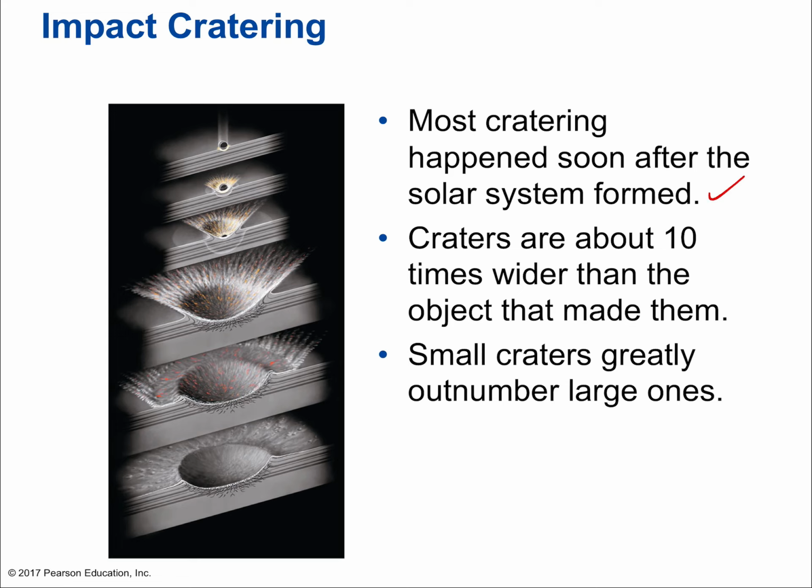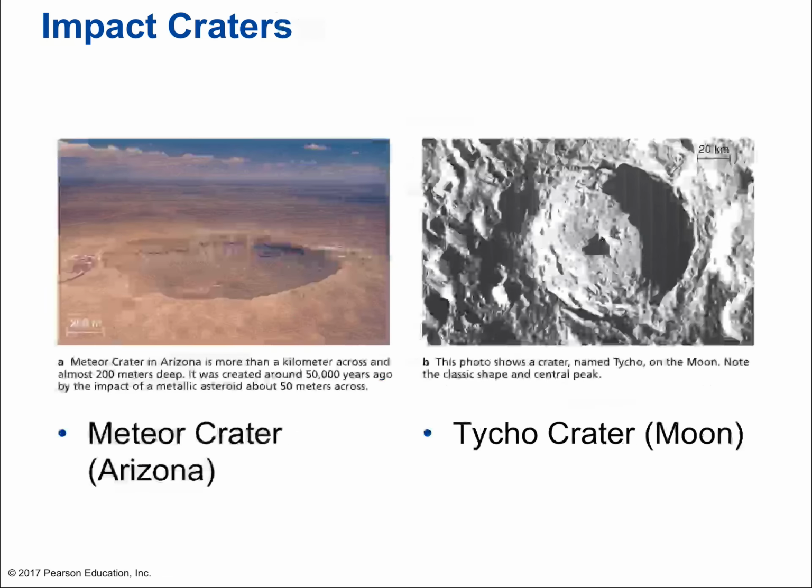Craters are about 10 times wider than the object that made them. So there's a big difference. A small asteroid makes a very large crater. A lot of energy is being released. And small craters greatly outnumber large ones. That makes sense, a lot of smaller pieces of space junk crashing into planetary surfaces.